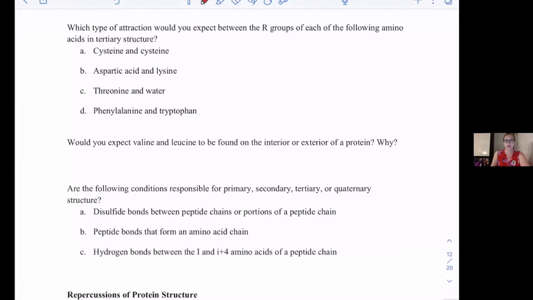Okay, so a couple of practice problems having to do primarily with tertiary and quaternary structure, mostly tertiary. What type of attraction would you expect between the R groups of each of the following amino acids in a tertiary structure? So if we have cysteine and cysteine, we've talked about this one specifically, this makes a disulfide bond.